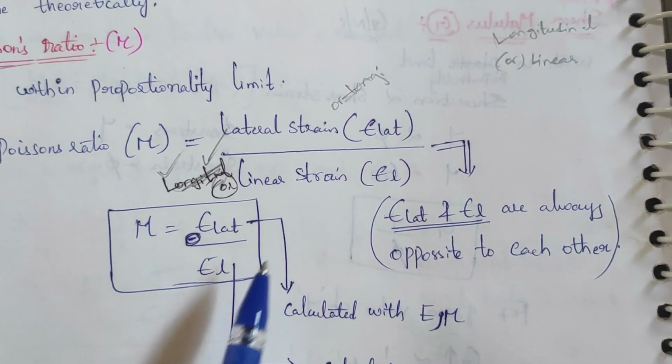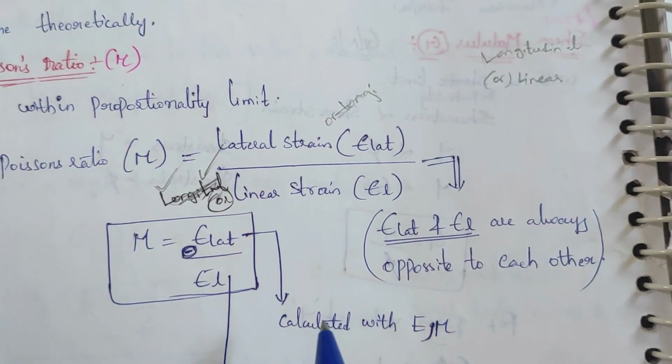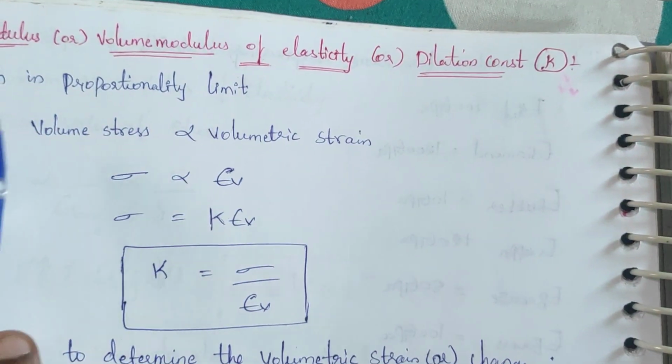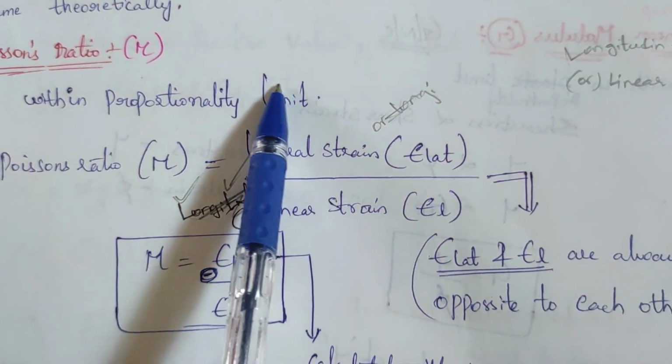So in this video I am going to continue the previous video on strength of materials. We have finished up to the elastic constants, that is, bulk modulus. Up to bulk modulus we finished in the previous video. Now coming to Poisson's ratio.